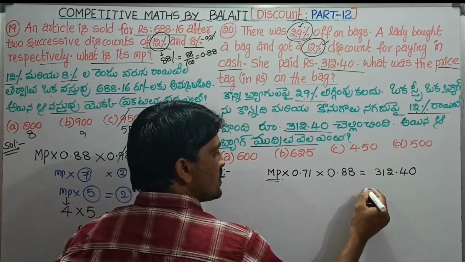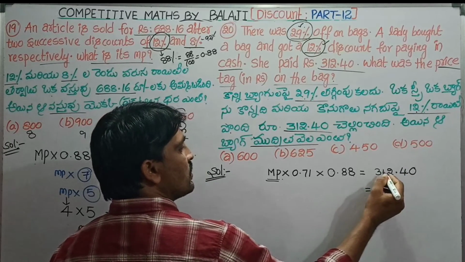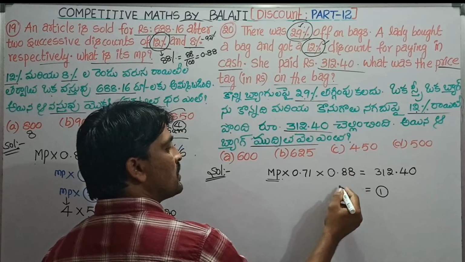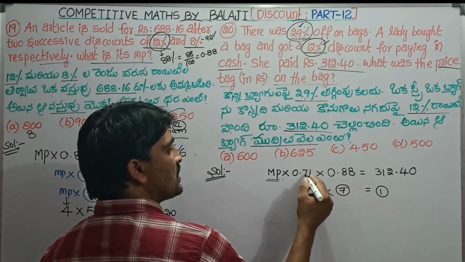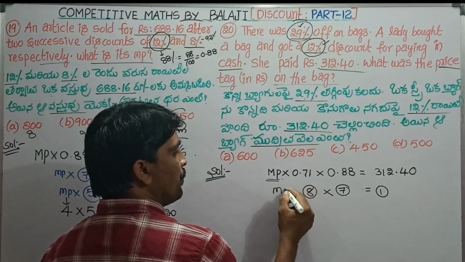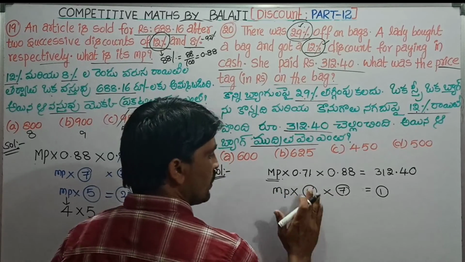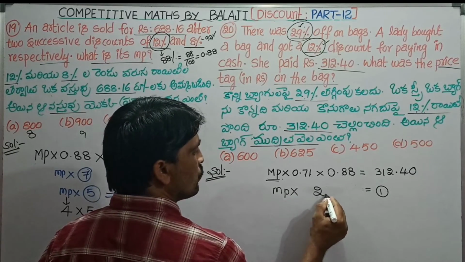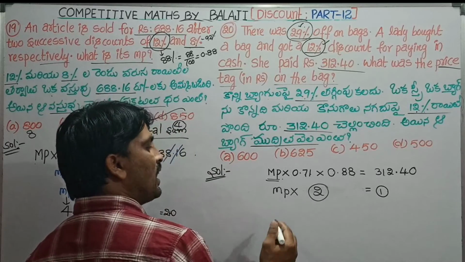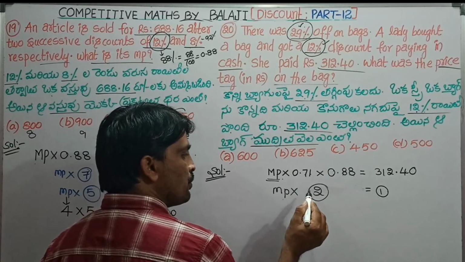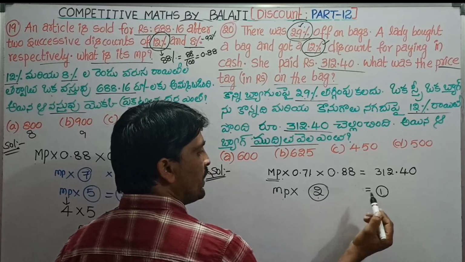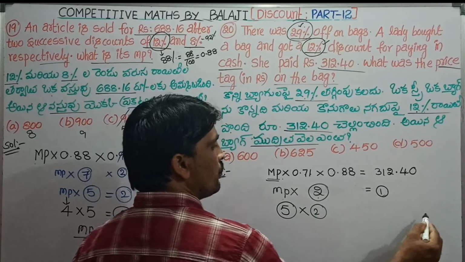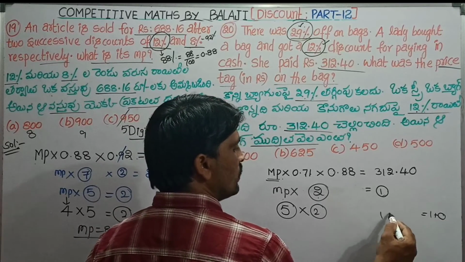Now consider the digital sum. 312.40: 3 plus 6 is 9, leave the 9, so the digital sum is 1. 8 plus 8 is 16, 1 plus 6 is 7, 1 plus 7 is 8, into MP. 8 sevens are 56, again 5 plus 6 is 11, and 1 plus 1 is 2. So by trial and error, which digit multiplied by 8 gives 1 in its place? That is 5. 5 twos are 10, so the digital sum is 1.